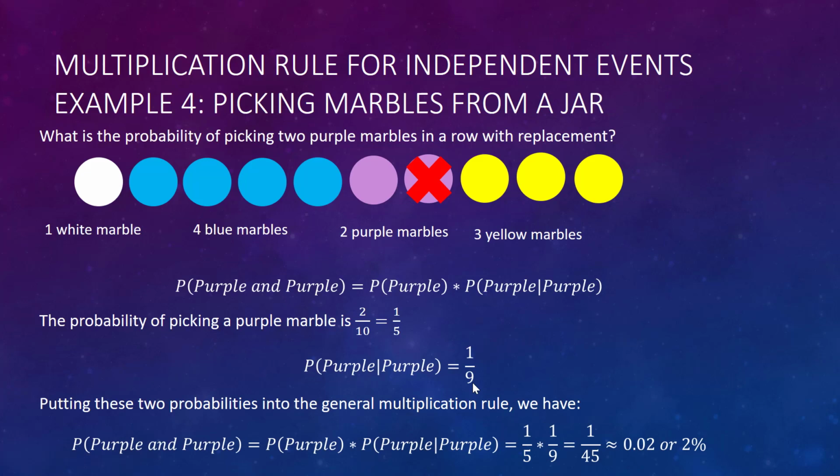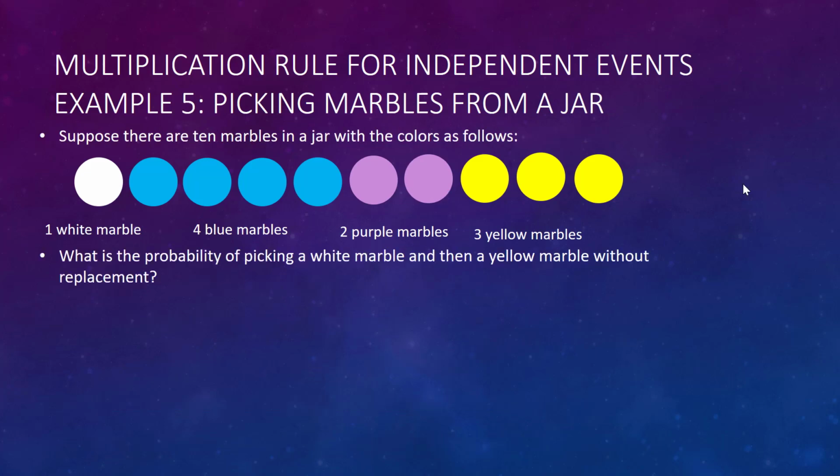Putting them into the general multiplication rule, we have 1/5 times 1/9. That gives us 1/45, which is about 2%.